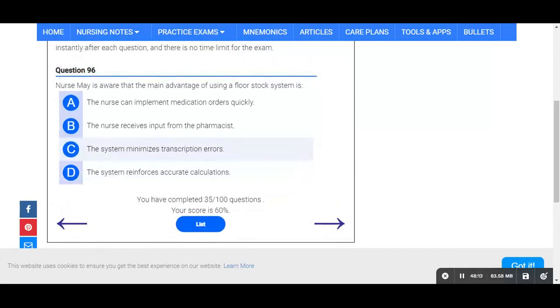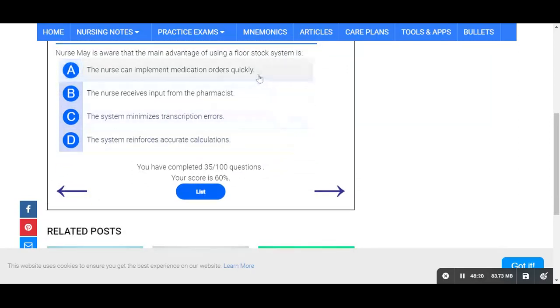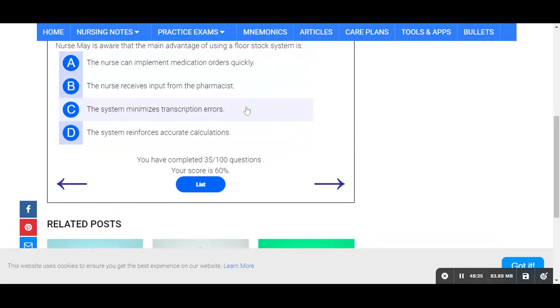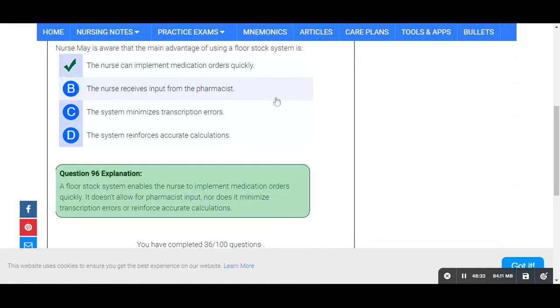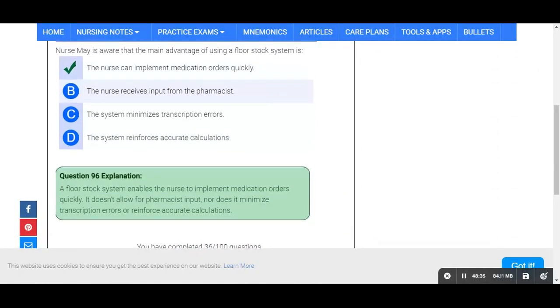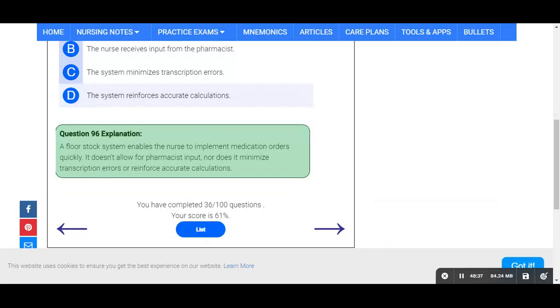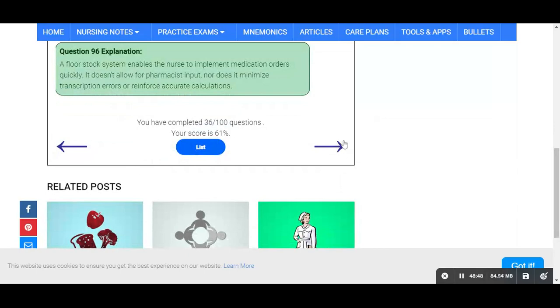Next, Nurse May is aware that the main advantage of using a floor stock system is: the nurse can implement medication orders quickly, the nurse receives input from the pharmacist, the system minimizes transcription errors. Okay, I got it correct again. The nurse can implement medication orders quickly. A floor stock system enables the nurse to implement medication orders quickly. It does not allow for pharmacist input, nor does it minimize transcription errors or reinforce accurate calculations.